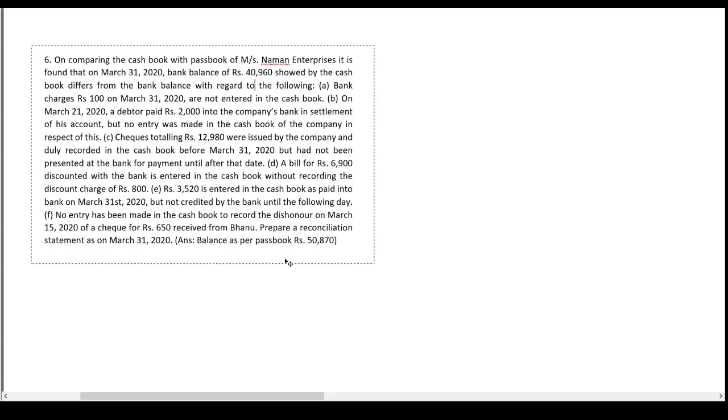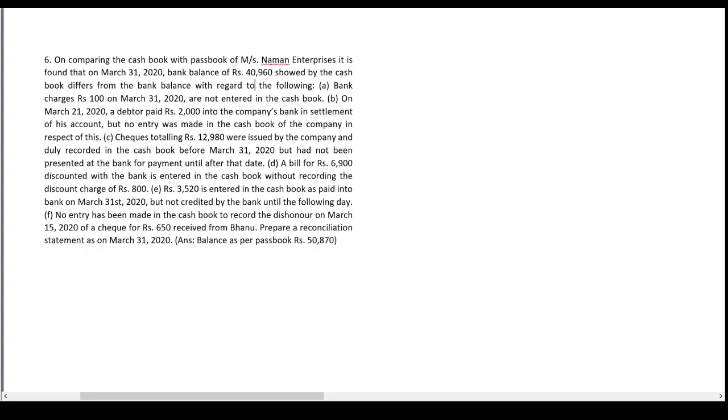Let us do one more problem on bank reconciliation statement. We have one more problem here before ourselves. On comparing the cash book with passbook of Messrs. Naman Enterprises, it is found that on 31st March 20, the bank balance of rupees 40,960 showed by cash book differs from the bank balance with regard to the following.